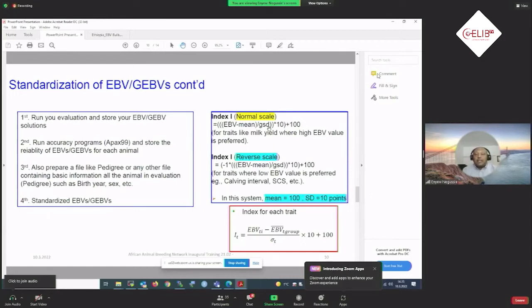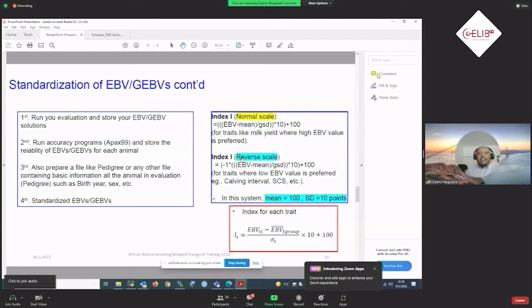In some cases, they use the standard deviation of the estimated breeding values instead, but in this case, we can use the genetic standard deviation, the square root of the genetic variance for that trait, times 10 plus 100. When you do this, the breeding values are standardized to a mean of 100 and a standard deviation of 10 index points. So animals with values above 100 are the best animals, and those below 100 have performance below the average.